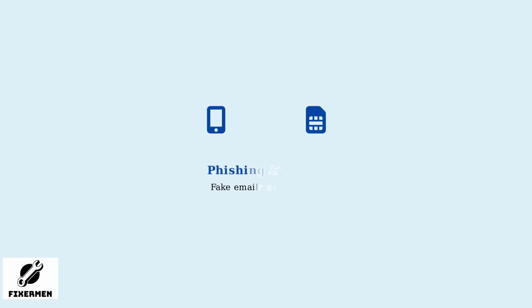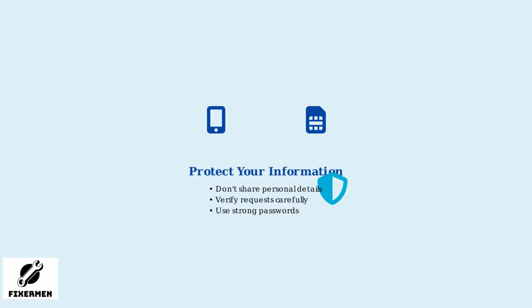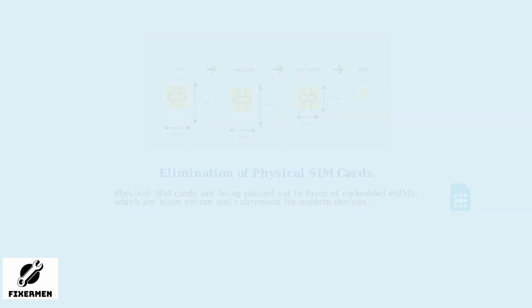Be aware of phishing attempts, where scammers try to trick you into providing personal information through fake emails or messages. To protect yourself, avoid sharing personal information, verify any requests for your details, and use strong, unique passwords for your accounts. The trend is moving towards fully automated systems, and the elimination of physical SIM cards.